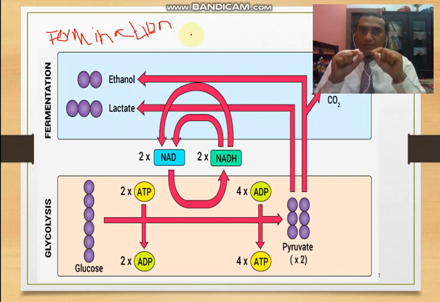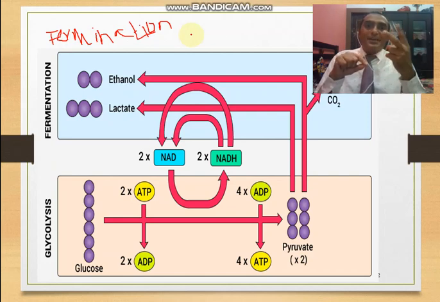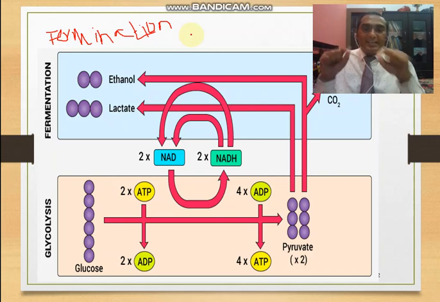So in fermentation, again we can say anaerobic respiration is of two types. One is ethyl alcoholic fermentation, which is used to form alcohol, and the other is lactic acid fermentation.